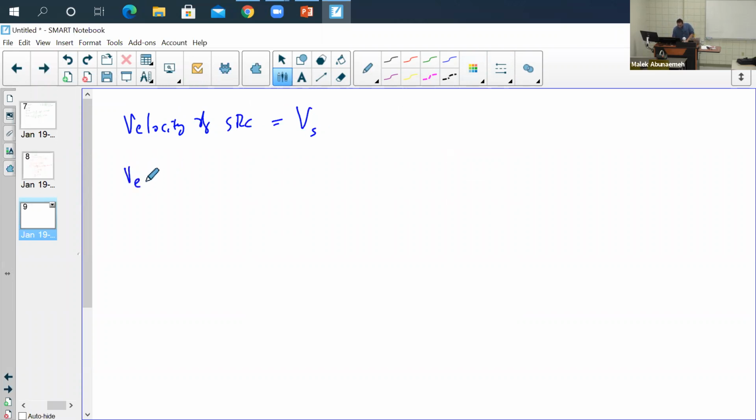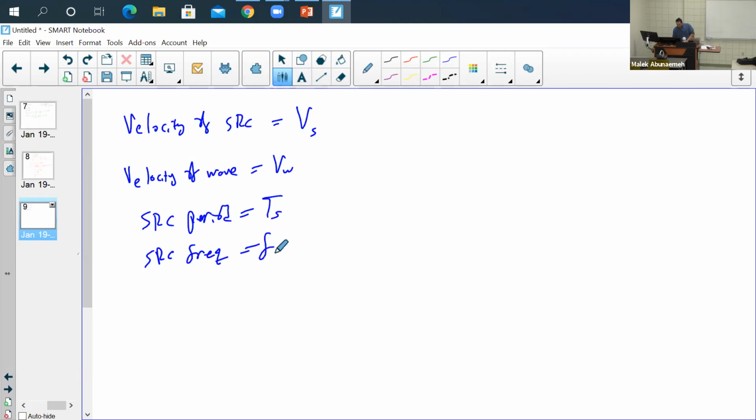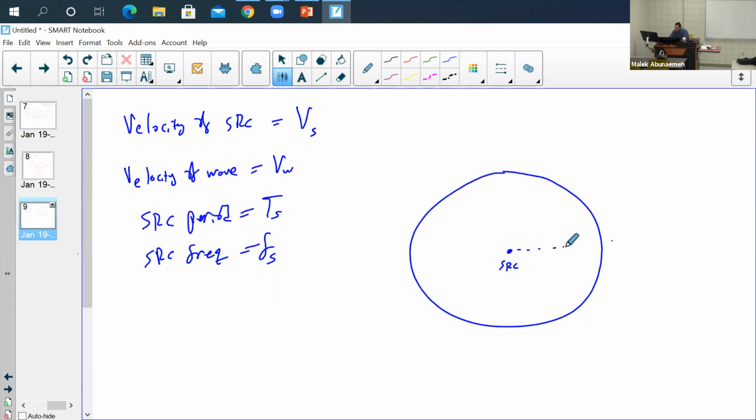And we can define the velocity of the wave, Vw. I'm just going to call your source period Ts, and your source frequency Fs. So supposedly, that's the train over here going in here. That's your source, and this is the wave that it produced for that sound that we hear. Let's say you're standing right over here when the train moved to you as in the video.